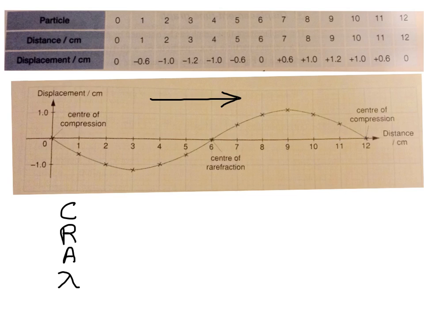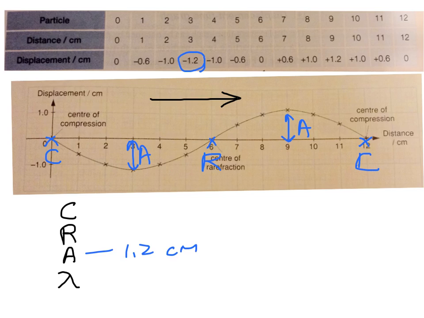From the information on the last page, you see that particles 0 and 12 are at centers of compression, and particle 6 is at the center of rarefaction, and the amplitude of the wave A from the table is 1.2 cm, and the wavelength of the wave is the distance between successive compressions, which is equal to 12 cm.